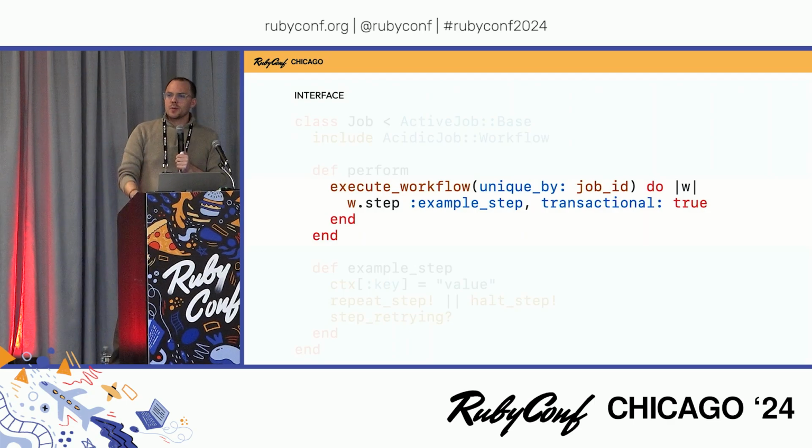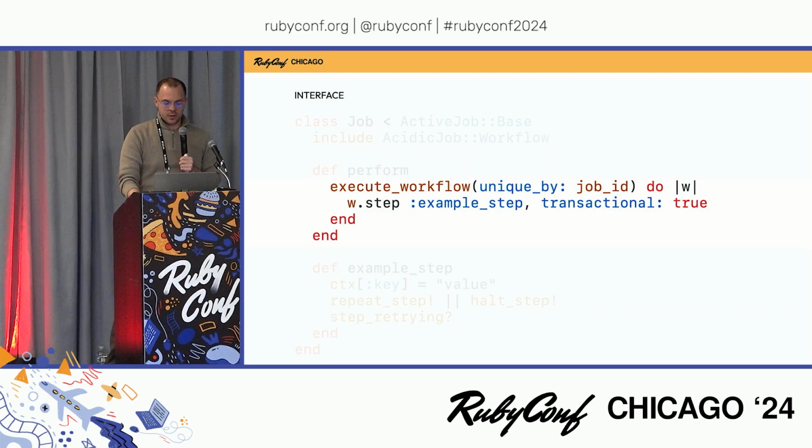The step method takes one optional keyword. You can say, run this in a transaction, yes or no. By default, it's a no.